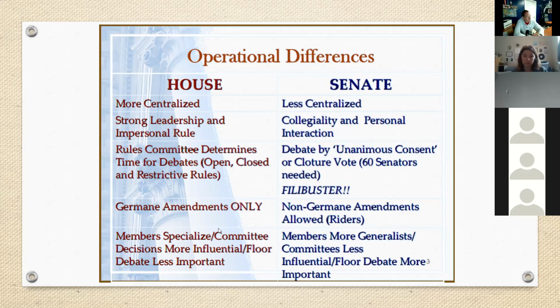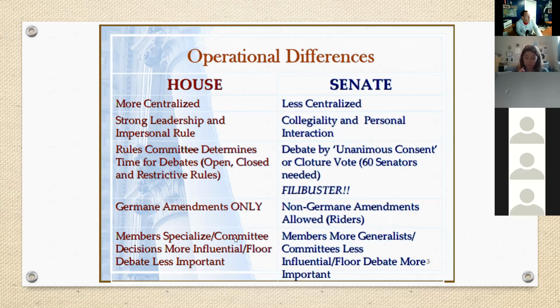The House is allowed to add germane amendments. Germane is kind of another word for small. The amendments have to be related to the bill. So if it's an education bill and they make an amendment to the bill, it has to be something about education.